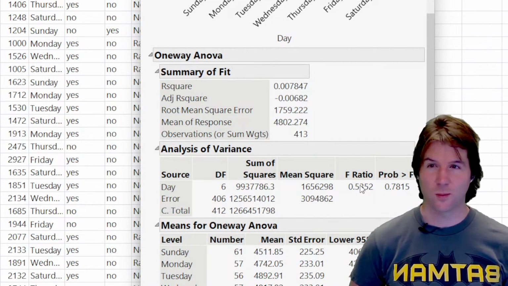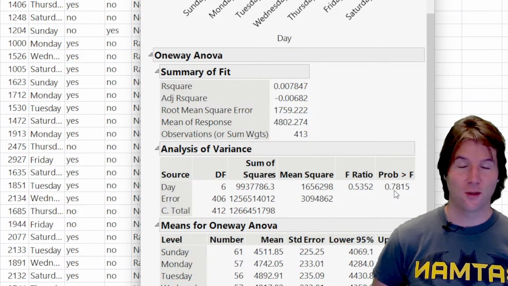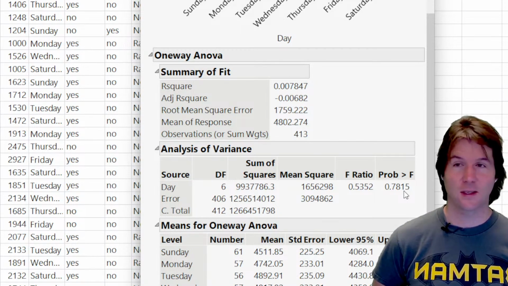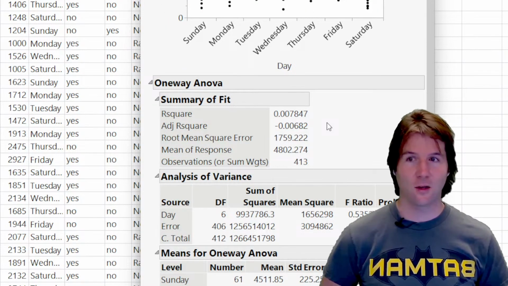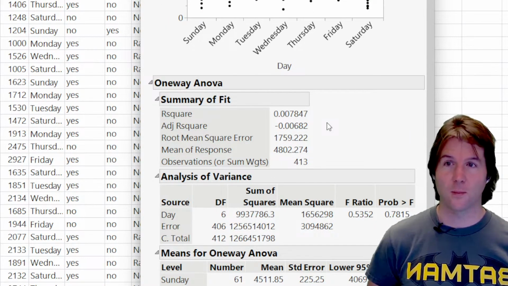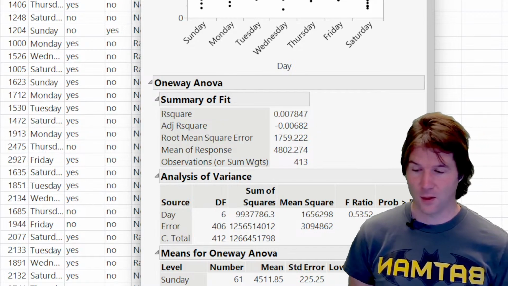The F statistic is much smaller, and the p-value is not significant. So there's the p-value right here in ANOVA. It's telling us that day of the week, and you notice how it looks very similar across day of the week, is not a good predictor variable for explaining demand. So there's not a lot of variation explained.